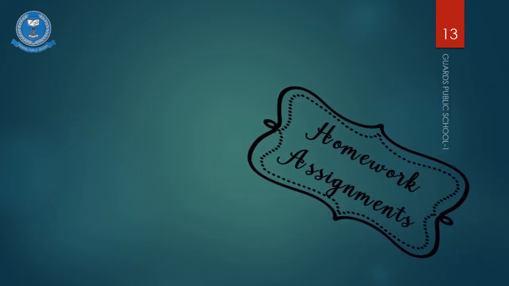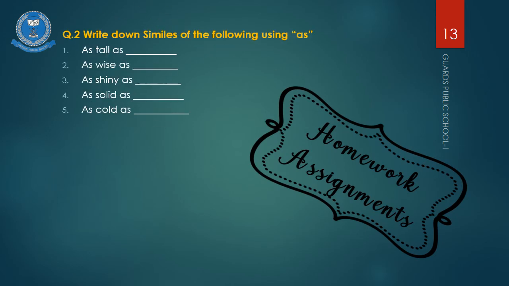In question number 2, you have to write down similes of the following using as. Number 1, as tall as. Number 2, as wise as. Number 3, as shiny as. Number 4, as solid as. And number 5, as cold as.